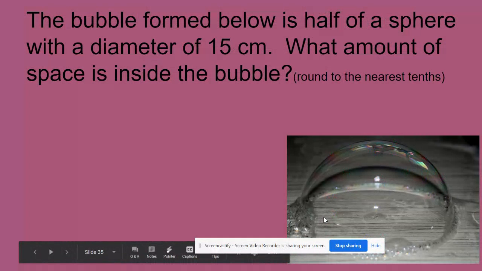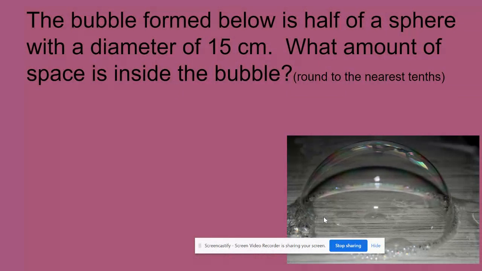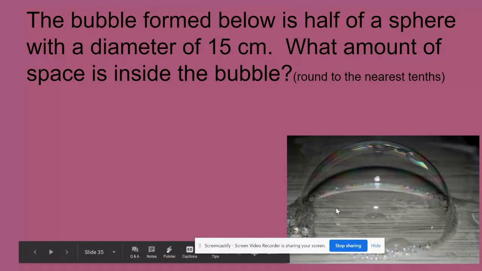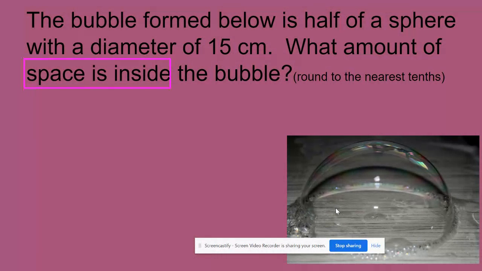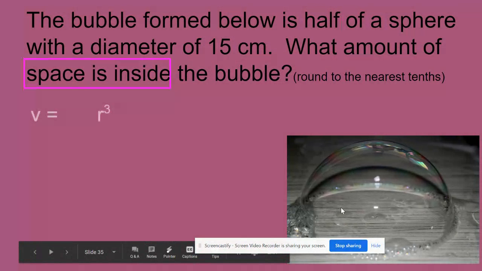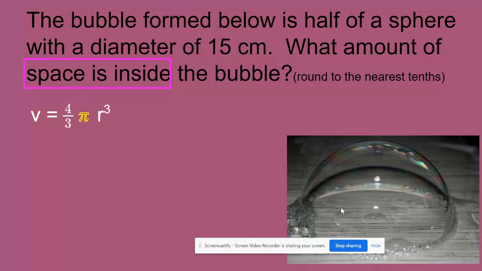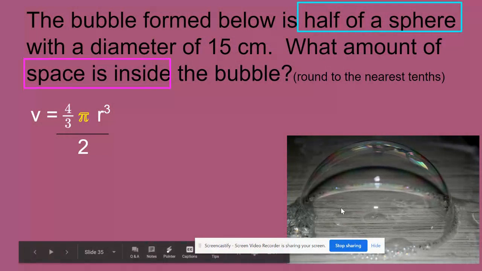Second example. The bubble formed below is half of a sphere with a diameter of 15 centimeters. What amount of space is inside the bubble? It's asking me for space inside. So that's my indicator. This is volume. So I'm going to start with my volume formula of a sphere. But my picture is not a whole sphere, and it reads half of a sphere. So I'm going to have to take that formula and divide by 2 in order to give me half of a sphere.